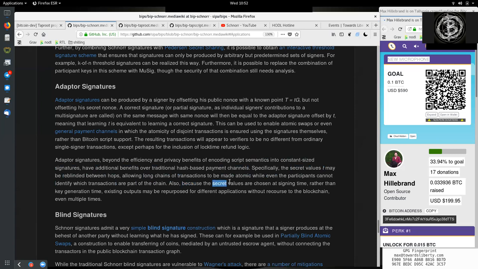Also, because the secret values are chosen at signing time rather than at key generation time, existing outputs may be repurposed for different applications without recourse to the blockchain, even multiple times.